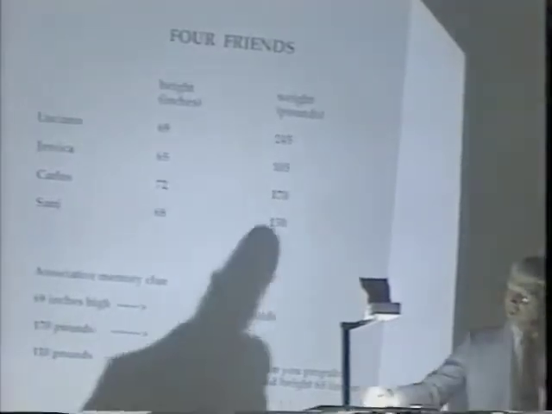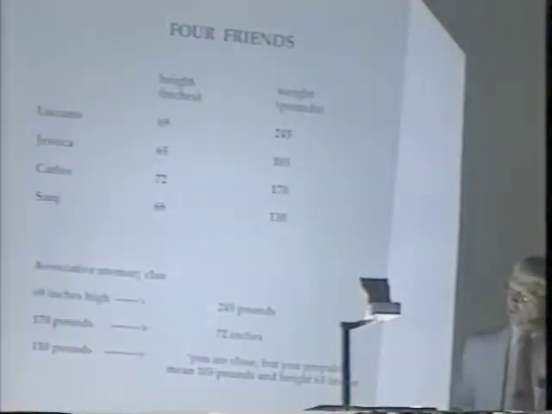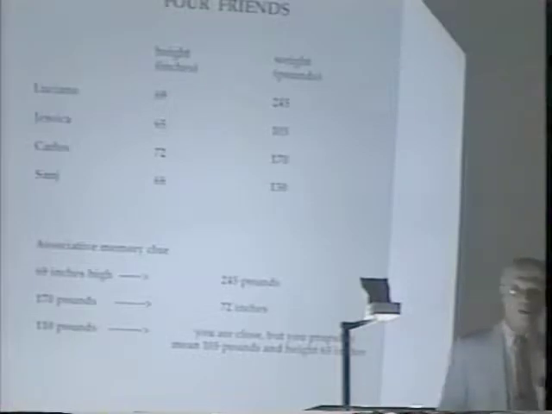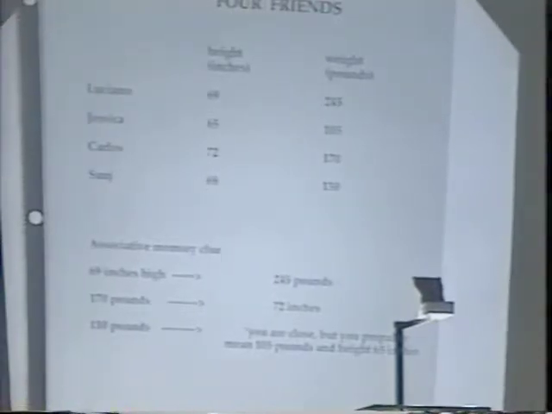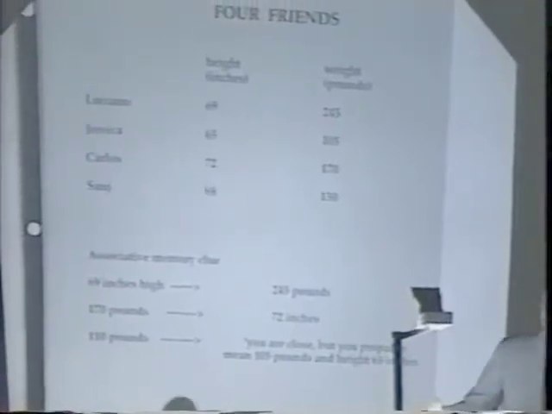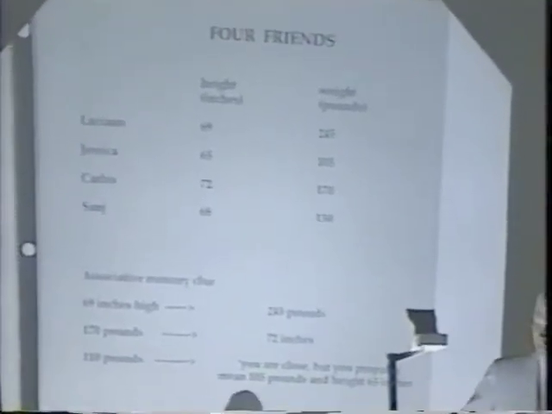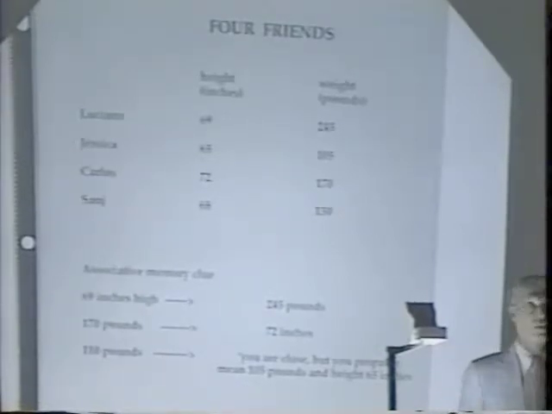If I say 170 pounds, it's supposed to say 72 inches. Or a good associative memory even corrects hints which aren't quite right. So if I said 110 pounds, the associative memory should, in some sense, say, you're close, but you probably mean 105 pounds and 65 inches. Because somebody doesn't have to remind you exactly of something in order for you to pull out the memory. If there are enough things there that are roughly right, you can pull out the memory and even correct the clues that you've been given.